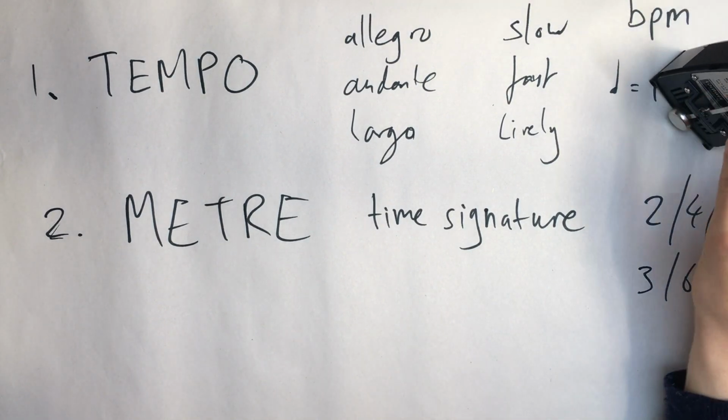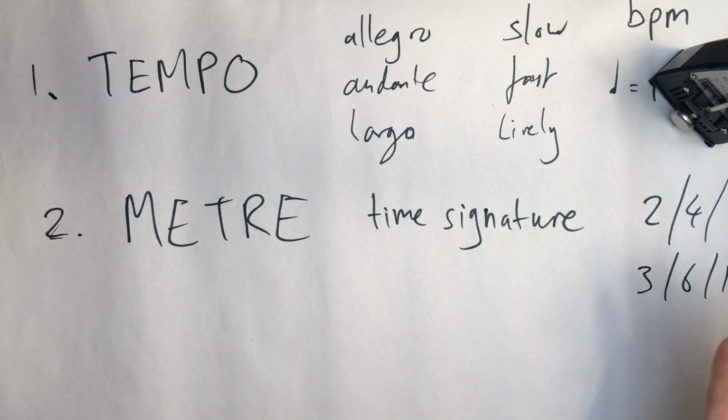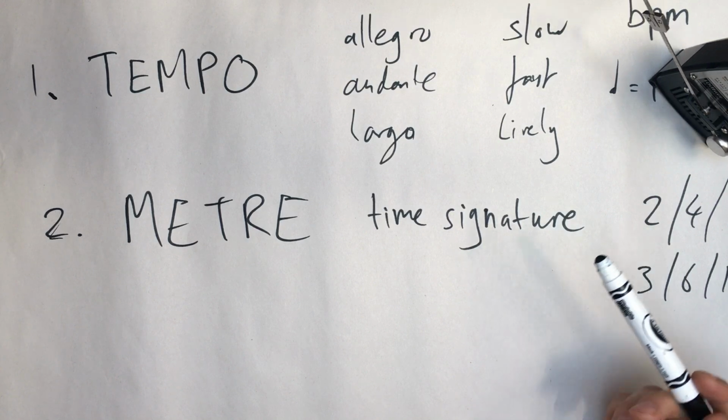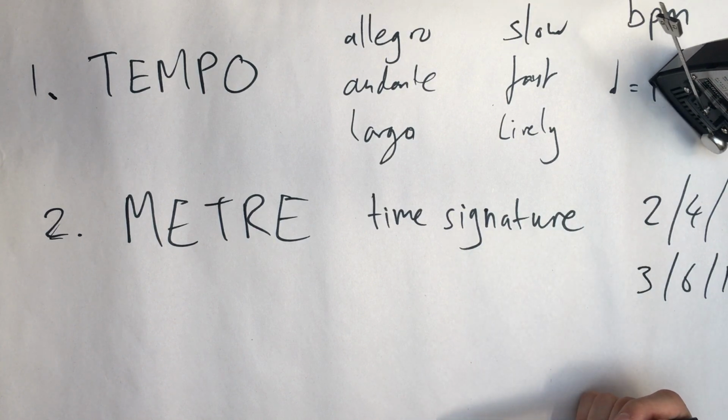So say I've got a metronome here, and this will be the beat. So you could divide this beat by 2. So at the moment it's 1, 2, 3.